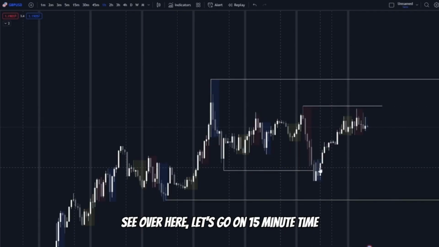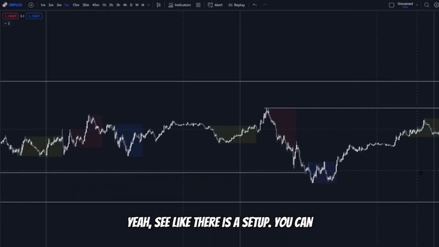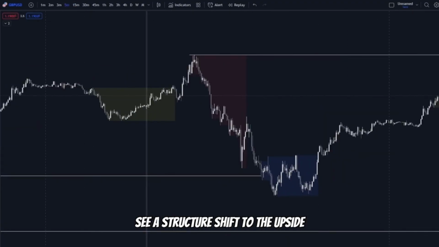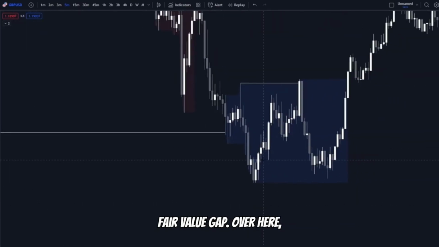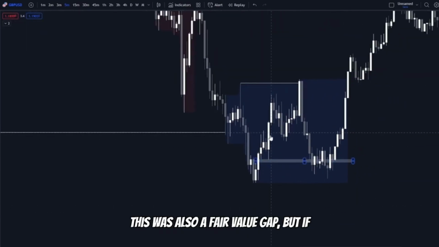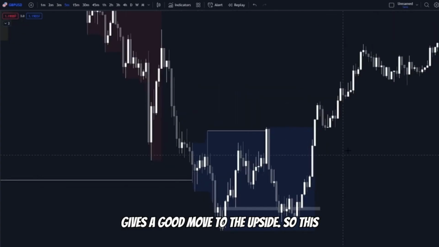So if you can see over here, let's go on the 15-minute time frame. On 5-minute there is a setup. You can see a structure shift to the upside like this, and the price falls into this fair value gap. The stop loss is too tight, but still it fell into this fair value gap over here. This was also a fair value gap, but if there are lots of fair value gaps, you can use optimal trade entry, okay? So it falls down over here, and then it gives a good move to the upside.